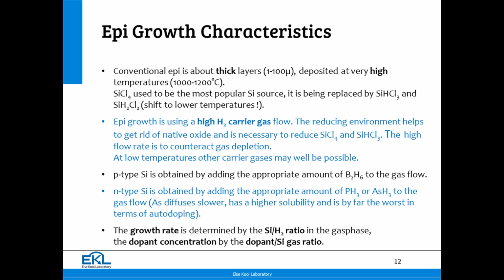The growth rate in general is determined by the silicon to hydrogen ratio, simply by the concentration of the silicon precursor in the gas. And the dopant concentration is determined by the dopant to silicon gas ratio. Simple, straightforward.